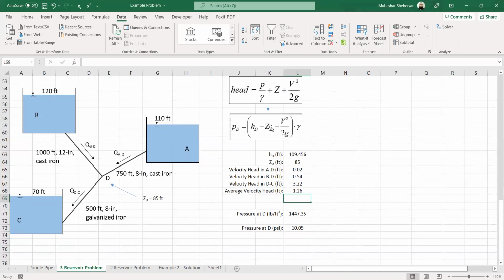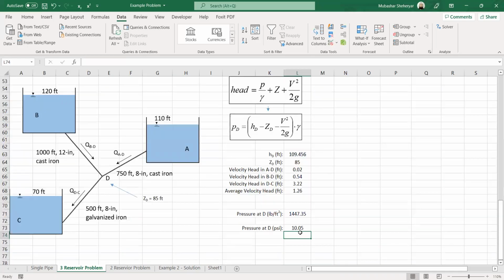Based on this equation, we will calculate the pressure at D. So HD minus elevation head minus the velocity head, multiplied by the unit weight of water. In FPS system, it is about 62.4 pounds per cubic foot, and in SI system it is about 9.81 Newton per cubic meter, and then divided by 144 to convert it into PSI.